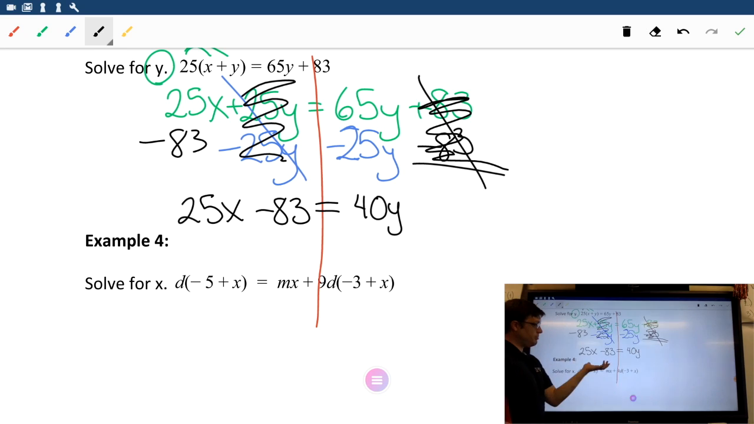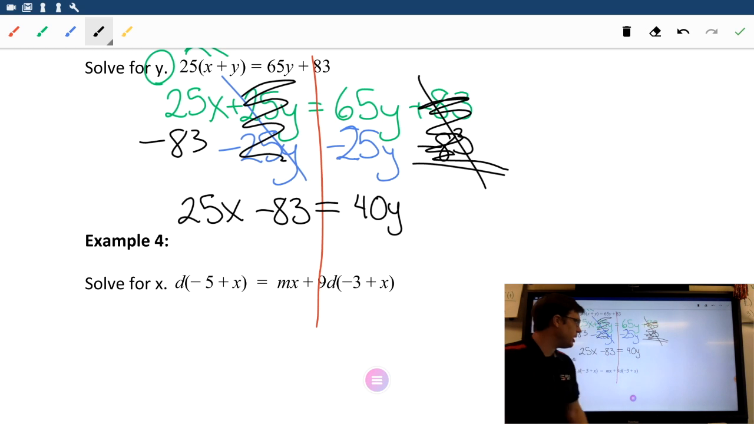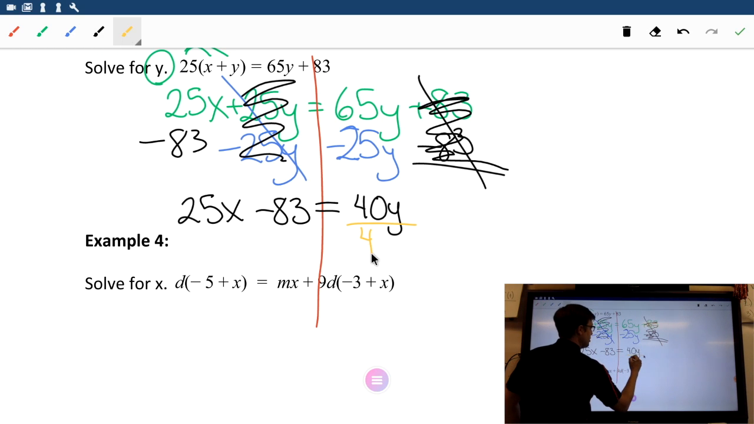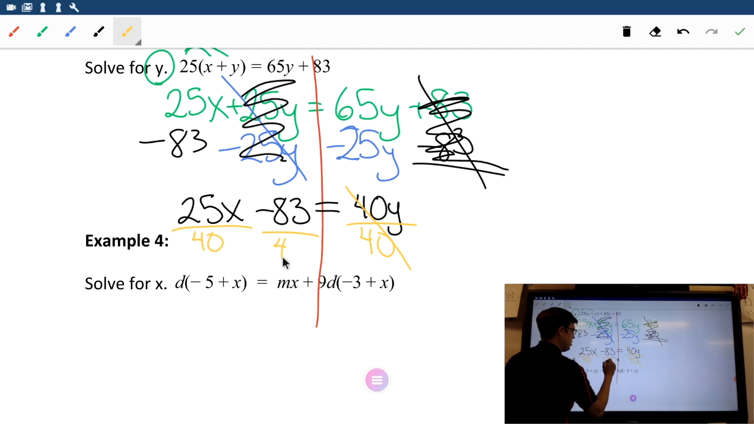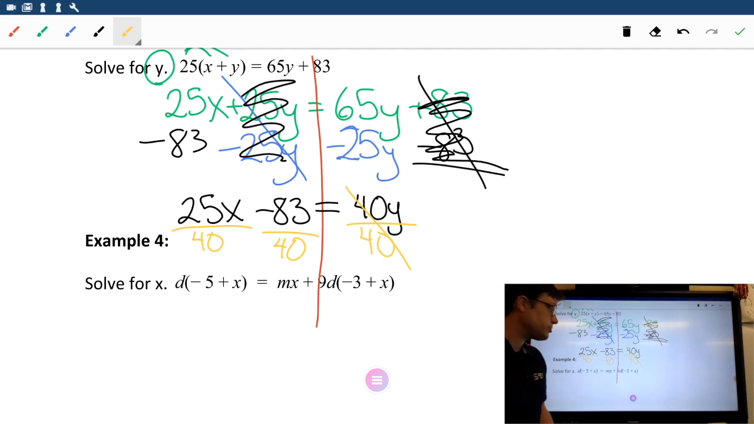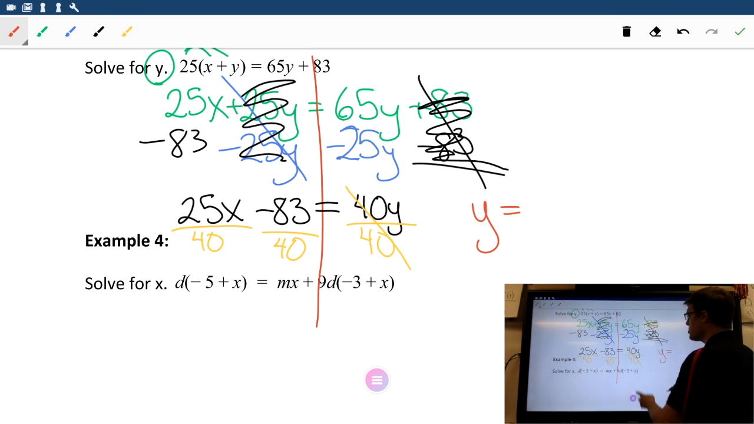And now what I have is 25x minus 83 equals a number times y. How do you get rid of the number that's multiplying y? Division cancels. Maybe that can reduce, I don't really care. Division. And I hope you can see that, but I divided everything by 40. All right, my answer: y equals, I might as well put the y back on the left side so it looks like an equation that we're typically used to seeing.